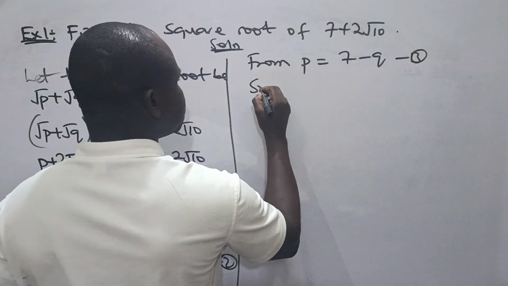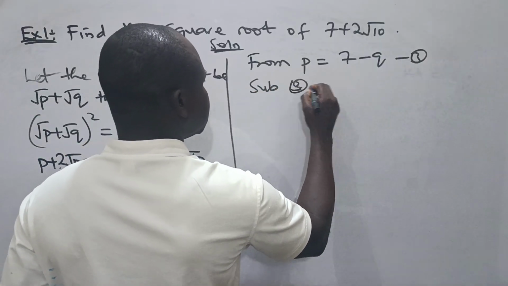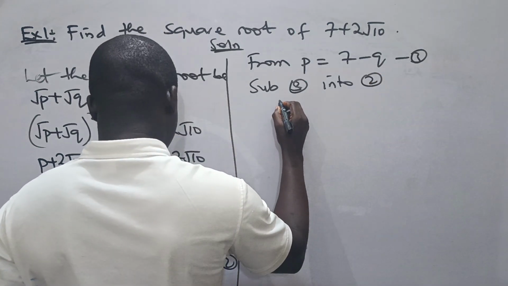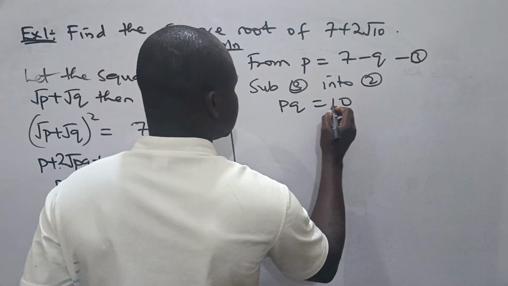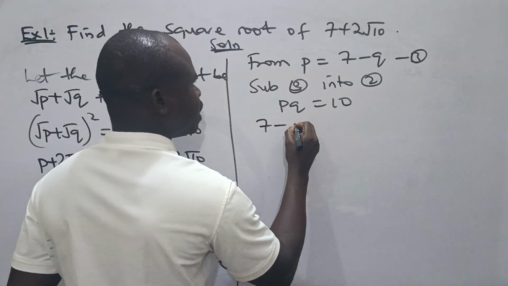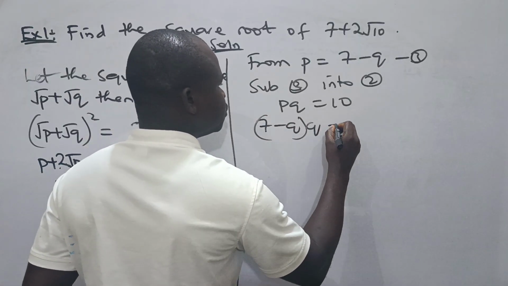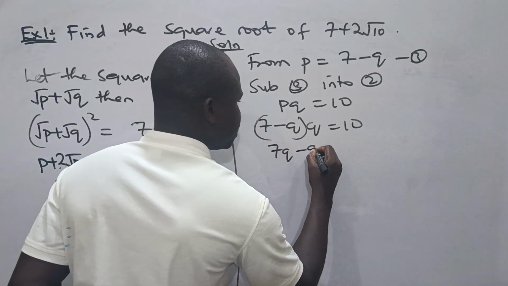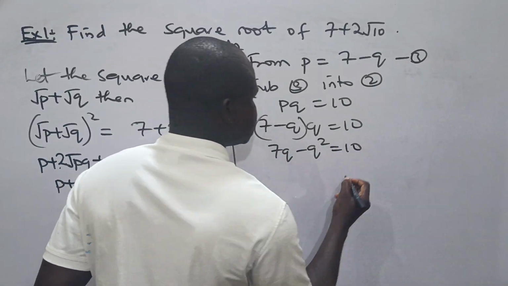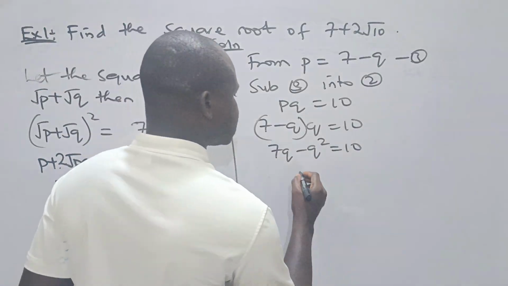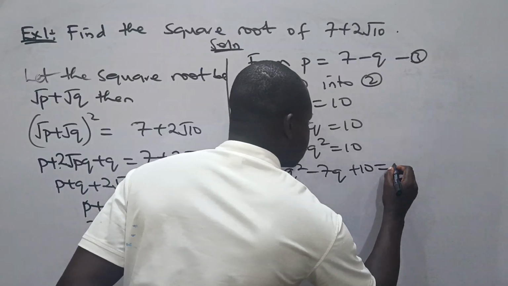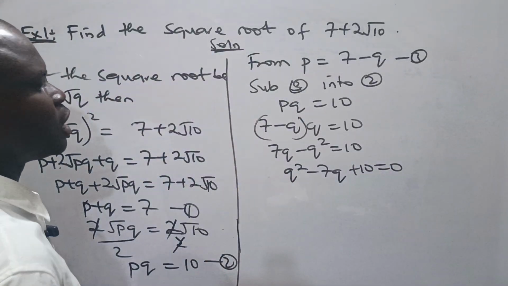So we substitute equation 3 into equation 2. What is equation 2? pq is equal to 10. What is p? 7 minus q, in bracket, times q is equal to 10. If we open up, we are going to have 7q minus q squared equal to 10. If we take everything to the right hand side, we have q squared minus 7q plus 10 equal to 0, which is a quadratic equation.